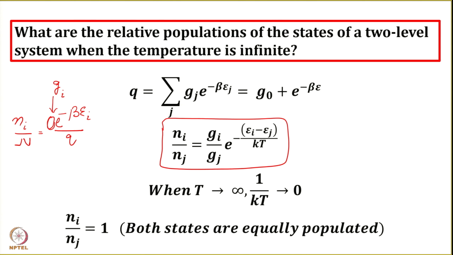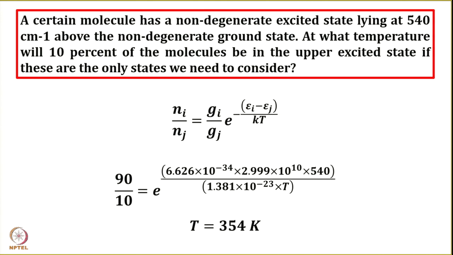So this again leads to the same conclusion that when the temperature approaches infinity, all the available states are equally populated. The only difference that I brought here in discussion is the inclusion of the degeneracy of the two states. A similar question is being discussed in the next problem. That is, a certain molecule has a non-degenerate excited state lying at 540 centimeter inverse above the non-degenerate ground state. At what temperature will 10% of the molecules be in the upper excited state if these are the only states we need to consider?